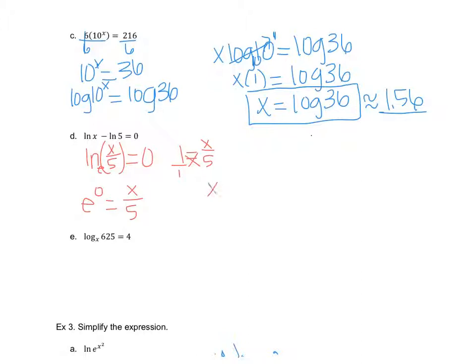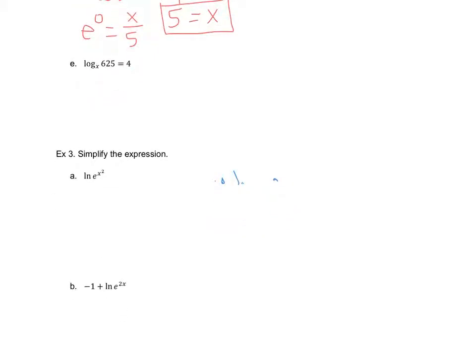So x equals 5. And that's my solution. Okay, so on part E, we're going to do the same thing. First, you want to make sure you have 1 single log, which we do here, and then you change it to exponential. So this is going to say x to the 4th equals 625.